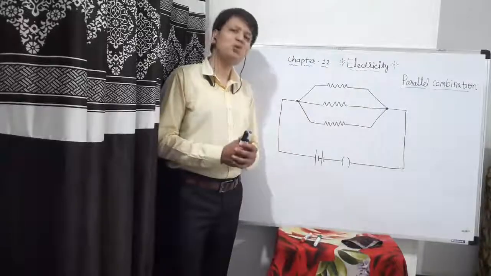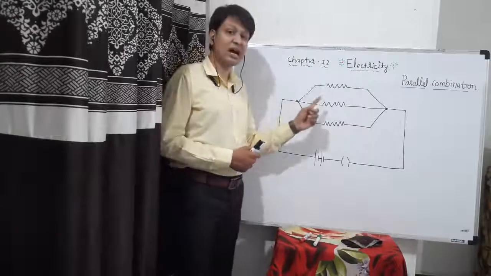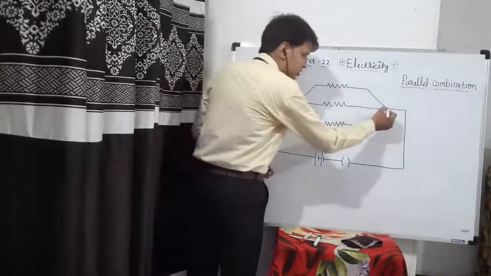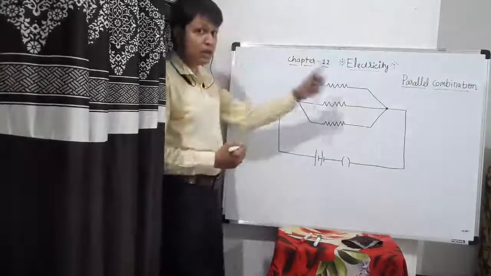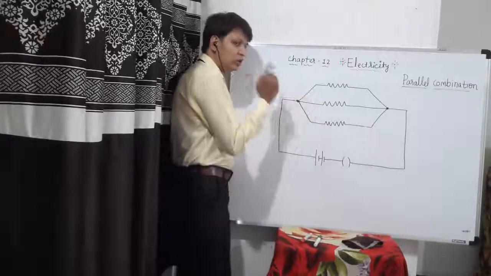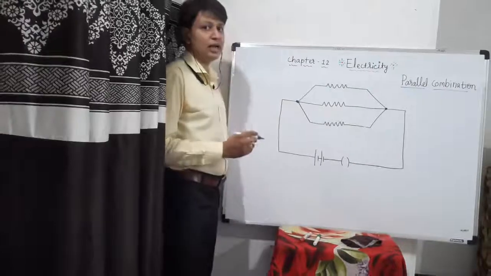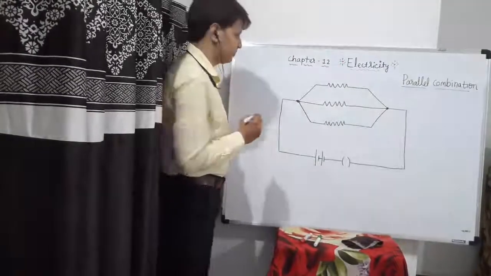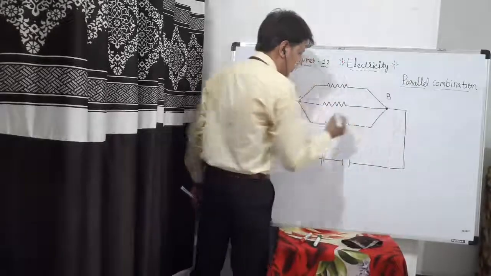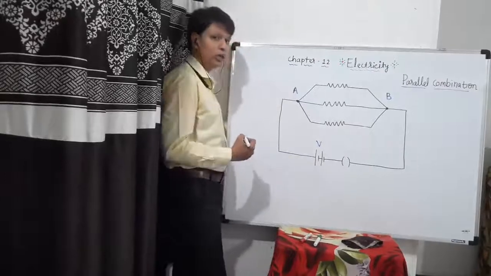Let us study about parallel connection, students. Parallel connection, this is how the two ends of each and every resistor are connected in parallel combinations. Let us say the first end of all the three resistors and the second end of all the three resistors are connected with each other. So consider two terminals here, A and B. And between A and B, we are providing potential difference V.